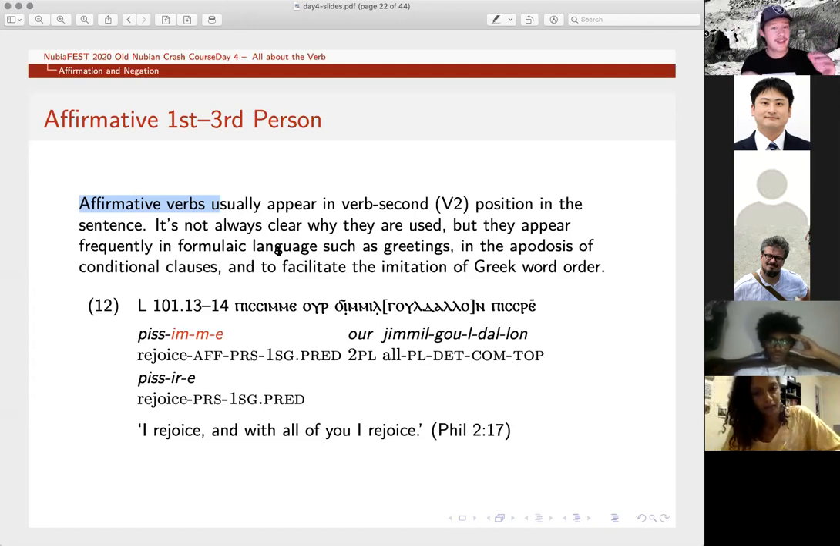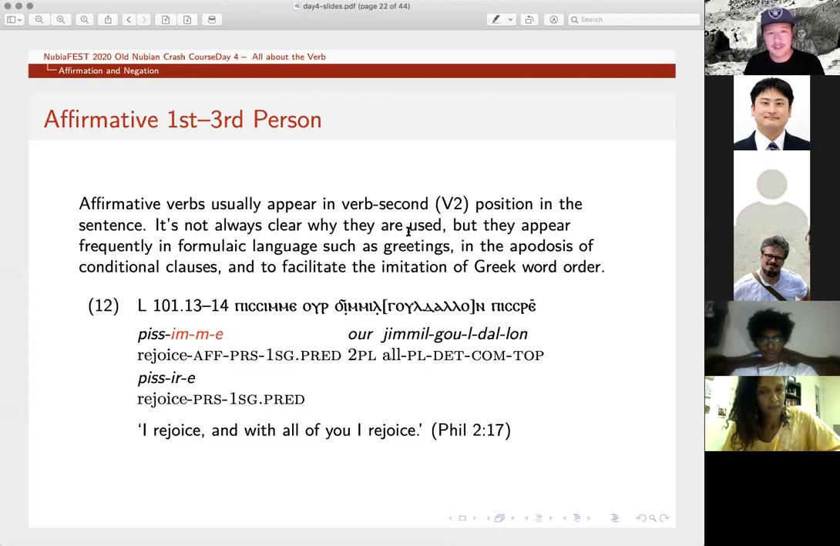So you need ways to move things around. And this is one of the ways that Nubian scribes use to move things around. And they do it, you know, with a lot of pleasure, I imagine. So here we see this form right here.